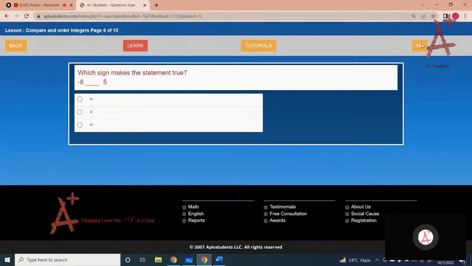Okay, which sign makes the statement true? Negative 8 and 5. So negative 8 is less than 5 or greater than 5? Negative 8 is less than 5 because negative numbers are smaller than the positive numbers. So negative 8 is less than 5.